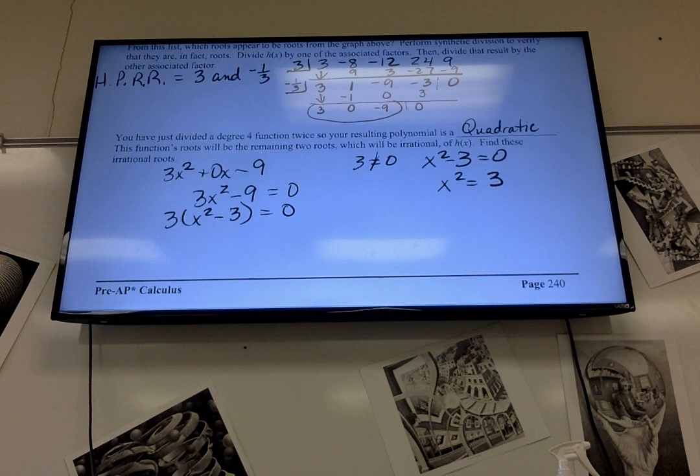Square root is what we need to do. I meant to ask you, but whatever. So x equals what? Very good. Plus or minus the square root of 3. Because when you do the square root, you have to put a plus or minus in the problem. So those are my two irrational answers.